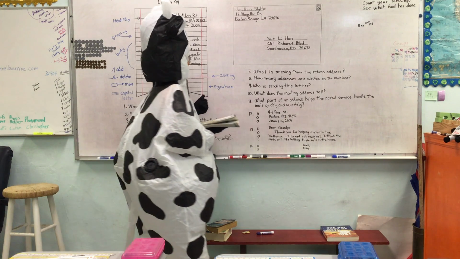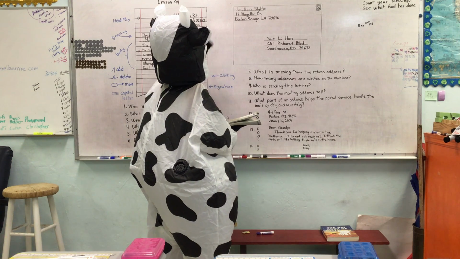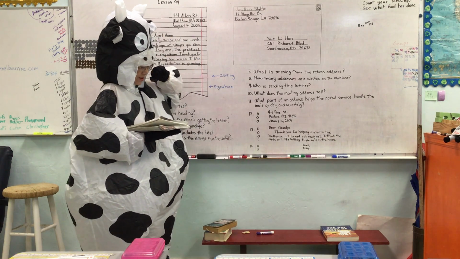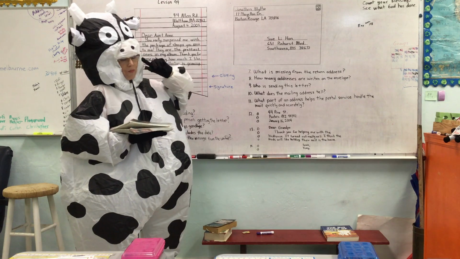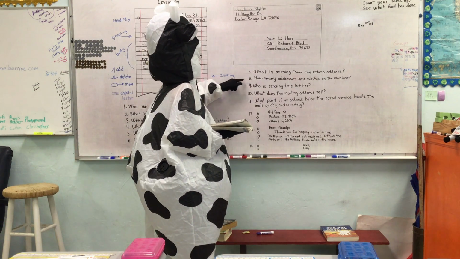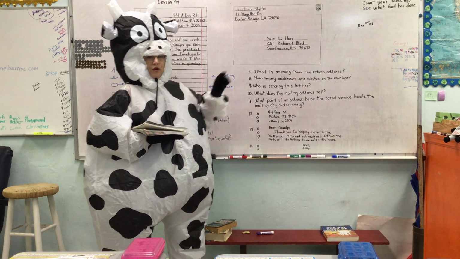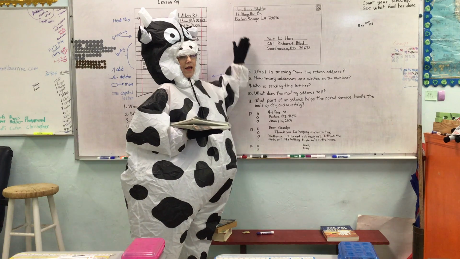You might want to look at that, the return address. Which one is the return address? Remember, we talked about it. Okay, and if you don't remember, you can go back. So, then number 8, how many addresses are written on the envelope? You can look at it and see how many.